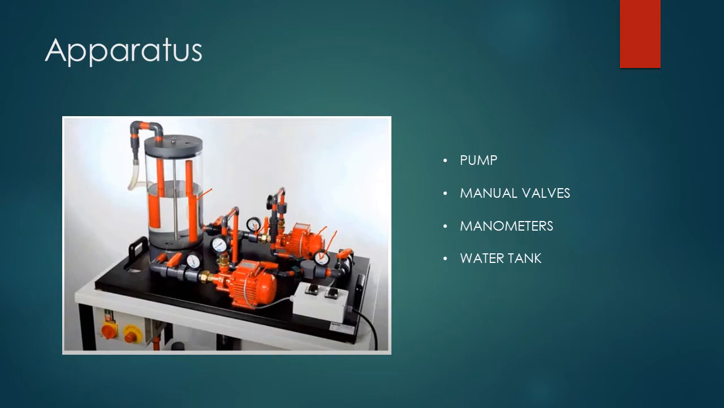Okay, first you can see the apparatus involved in this experiment and the components in the apparatus itself. One is the pump, 2 is the manual valve used to switch from parallel to series, 3 is the manometers to read the data, and number 4 is the water tank, which supplies water to the whole apparatus.